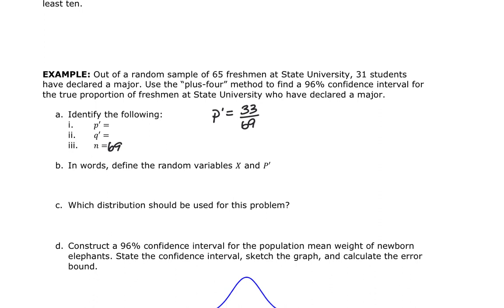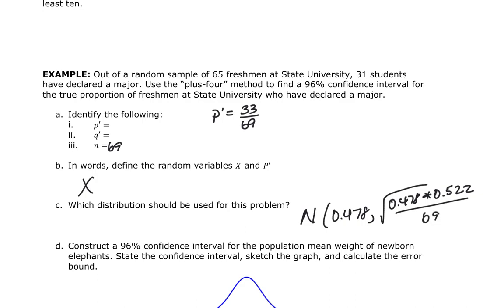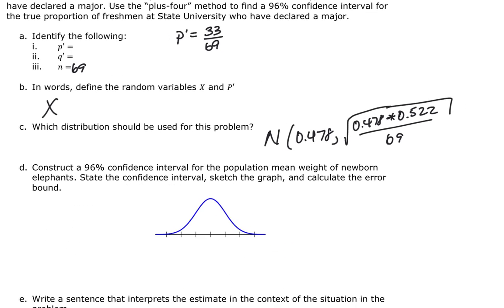What does the X represent in this? Well, the capital X is the number of successes where freshmen have declared a major. Capital P prime is a percentage of students who have declared a major. Now, the distribution I'm going to be using is a normal distribution. I'm going to be putting in my probability of success, which was 0.478. And then my standard deviation would be the square root of 0.478 multiplied by my failure, which is 0.522, and then divided by that 69. So that's what that would look like. Oh, don't forget your parentheses.